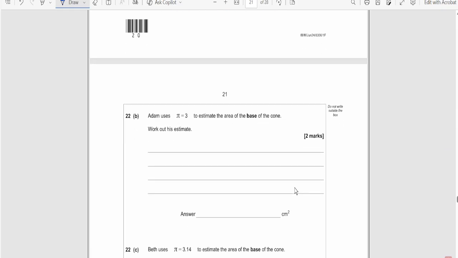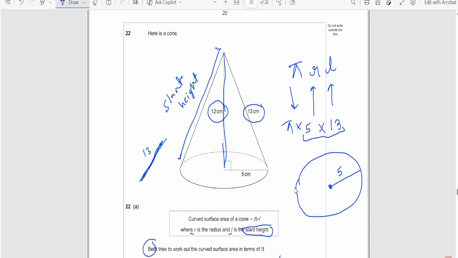Next one. Adam uses pi equals 3 to estimate the area of the base of the cone. Work out his estimate. So what is the base of this cone? Can you see what the base is? This part, the circle? Exactly, the circle. Do you know what the area of a circle is?